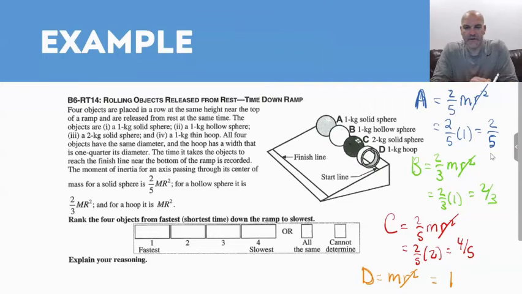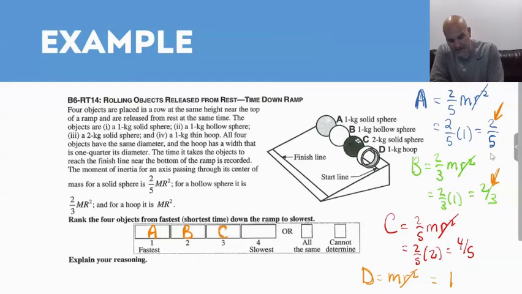So now let's rank these. Note that we have a bunch of fractions. The fastest one going down the incline would be the one with the smallest fraction, so that'd be 2/5, right? And why? Because it's going to resist the change in motion the least. Then we have B, because B is 2/3, which is 0.667. And then we have C. Oh, look at this. It's going to be A, B, C, D.